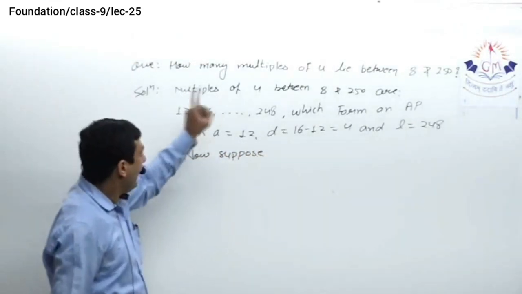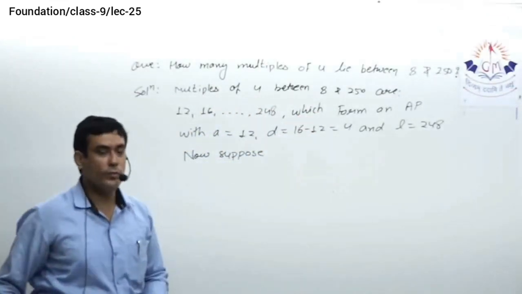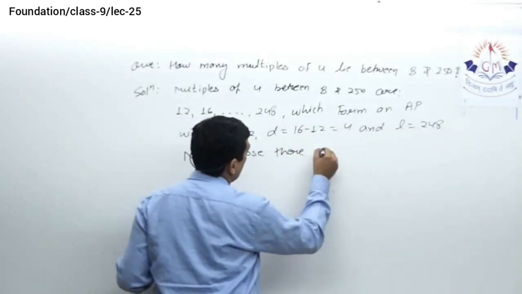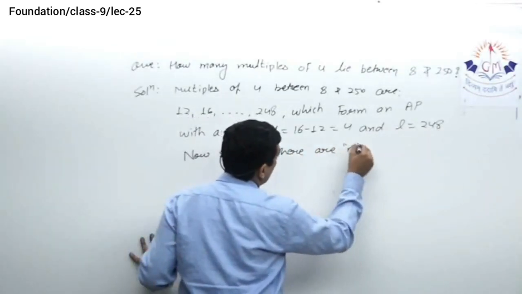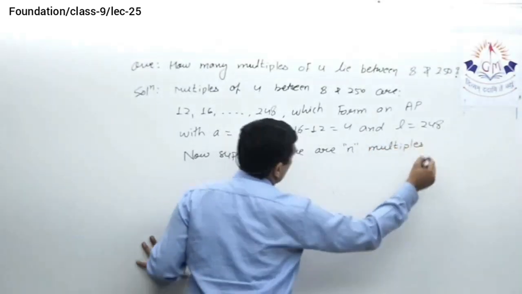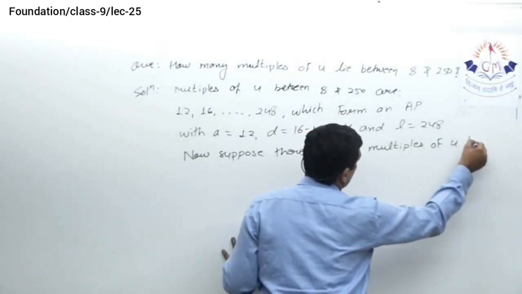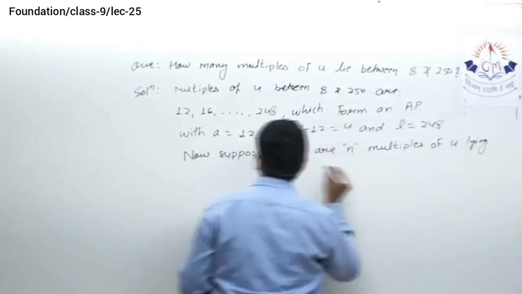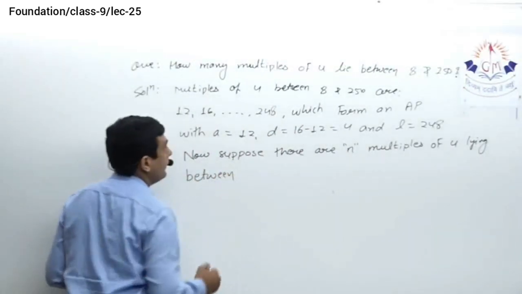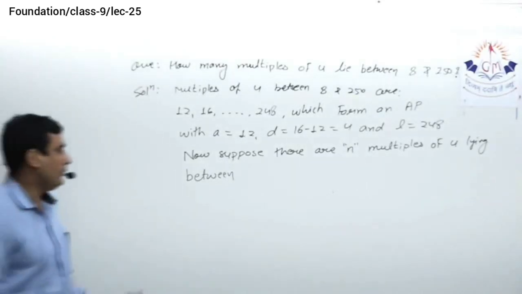Now suppose there are n multiples of 4 lying between 8 and 250.